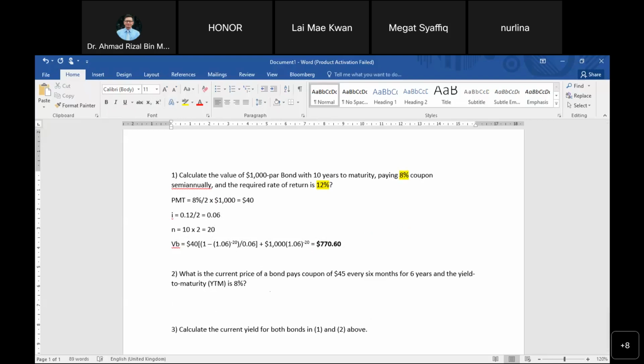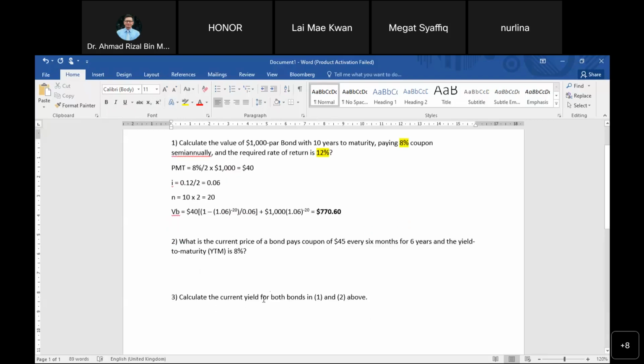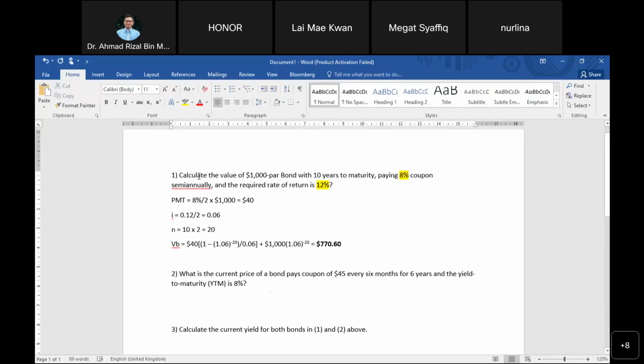Okay, do the second one. Notice that the wording of the question over here, it asks you to calculate the value of the bond. Over here, it asks you what is the current price of a bond. They are both the same. Calculating the value, or calculating the price or the current price, it's the same, interchangeable. The question can use different terms, but it means the same thing.